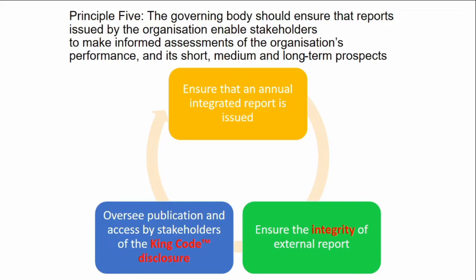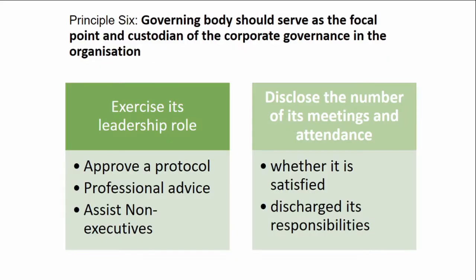As mentioned previously, the governing body can be held liable if the King 4 disclosure is not made adequately. The board of directors are the custodians for corporate governance in an entity. That means that they are the ones that need to protect and ensure that corporate governance is achieved. They do this by exercising their leadership role.